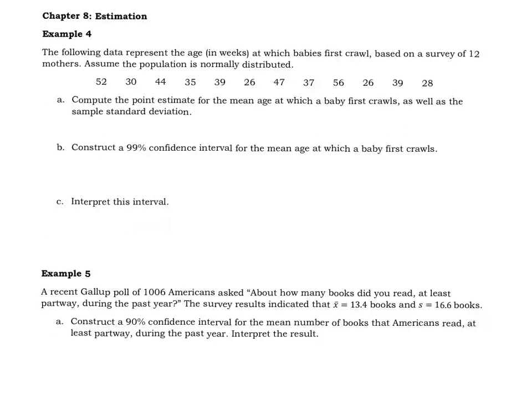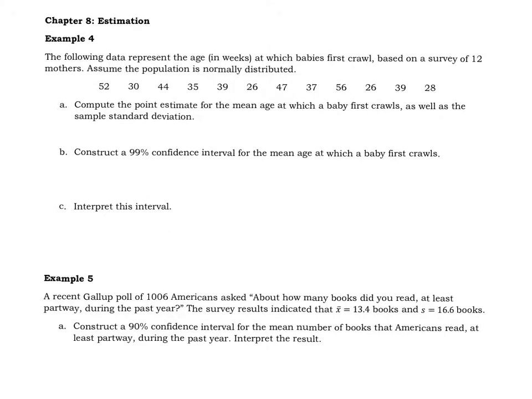Then compute the point estimate. Remember, that will be the mean for the average age at which a baby first crawls, as well as the sample standard deviation. In this case, you're just going to need to do a one variable statistic on that set of values that you put in there, back to one of the very first things we did. We will determine that X bar is 38.25 weeks, and the sample standard deviation is like 10.001 or something, so we're going to go 10.0 weeks.